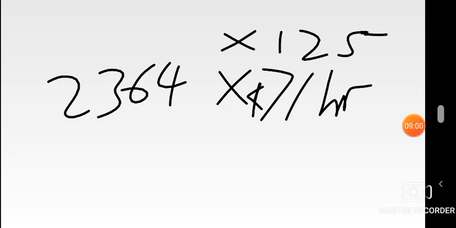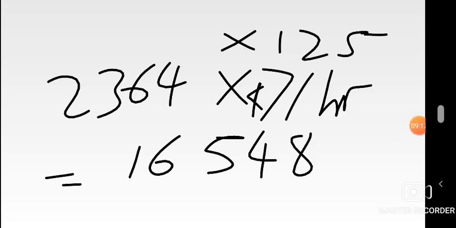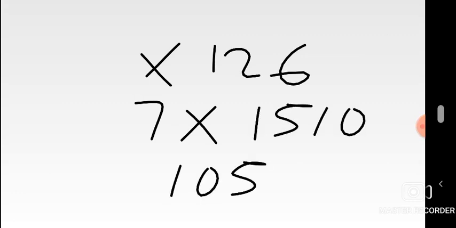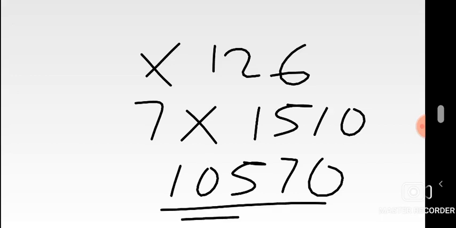We are doing job X125's labor costs. It's the hours times the cost per hour, which is 7. Let me just punch it in to confirm this figure. 16,548 is your labor cost for job X125. Lastly, you would do the same thing for job X126. Job X126 would be 1,510 times 7, so 10,570 becomes the labor cost of this job.